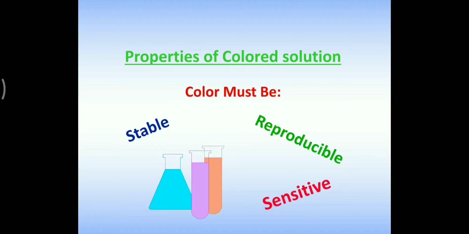Or you and your friend, if both of you prepare the same solution in the lab, both of you have to get the same intensity. It is called as reproducibility. And sensitivity or sensitive. Whatever the reagents which are used to prepare that colored solution, they must be very sensitive to reaction and they must form the complex which will give the color. That is called as sensitivity.